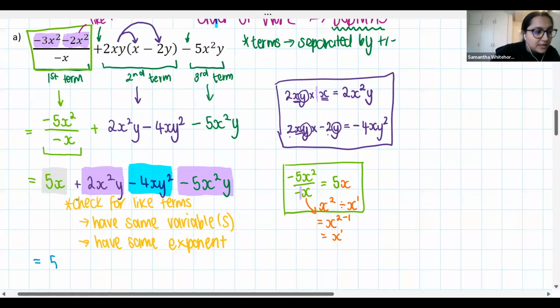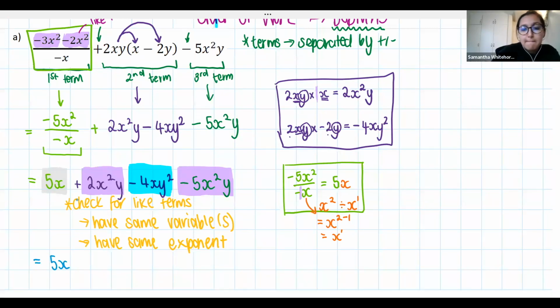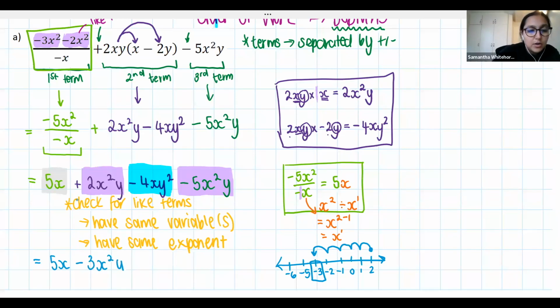So the 5x didn't have anything with it, so it just stays as it is. 2x squared y minus 5x squared y, if we just do our little number line again for ourselves. And again, grade 8, you need to start being comfortable with adding and subtracting integers and like terms. So yes, a number line is fine, but you need to start being more comfortable with it. So we've got 2x squared y minus 5: minus 1, 2, 3, 4, 5 takes me to negative 3. So I've got negative 3x squared y.